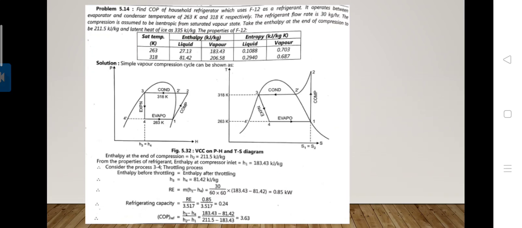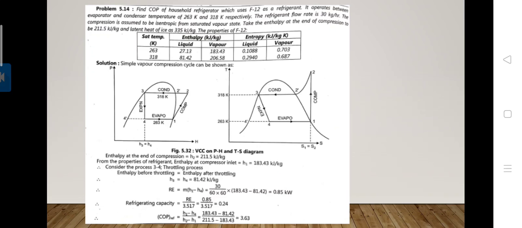In this figure of the PS diagram and TS diagram, we can see the dry saturated vapor at point 1 enters the compressor and the compression process is isentropic, which increases pressure from evaporator pressure to condenser pressure. At point 2, the superheated vapor enters the condenser where heat is rejected at constant pressure. Due to the rejection of heat, the temperature of the superheated vapor is reduced to saturated temperature, and the removal of heat results in condensation and the vapor converts into liquid at point 3.